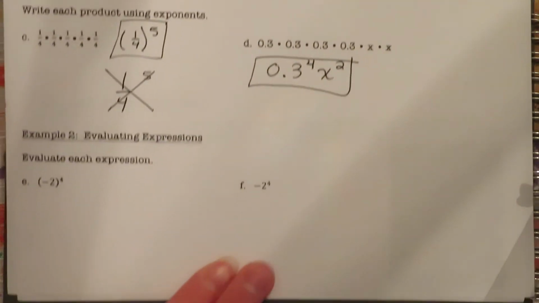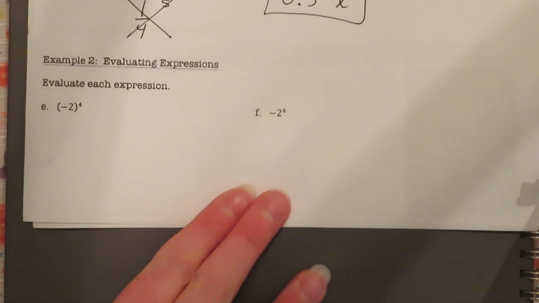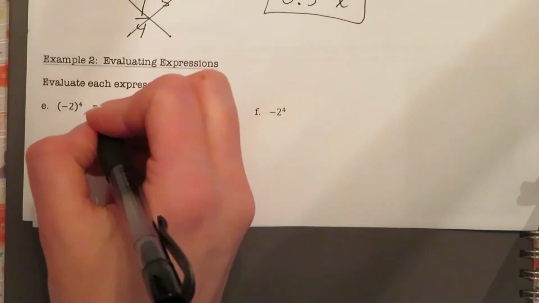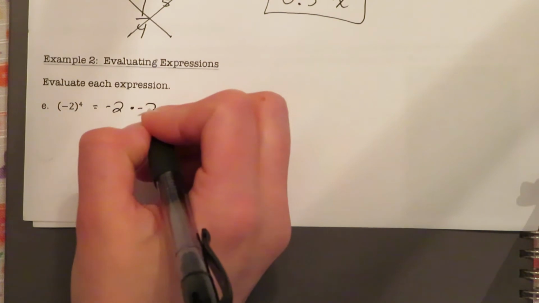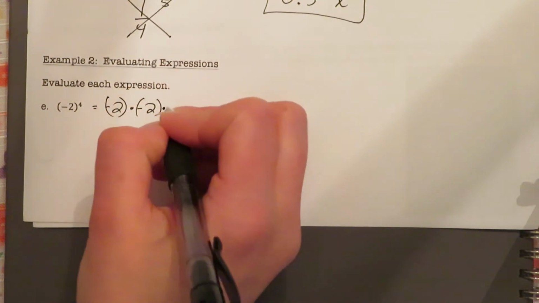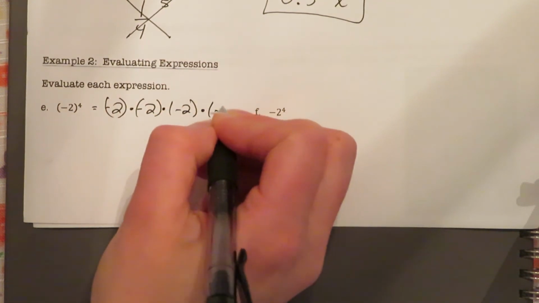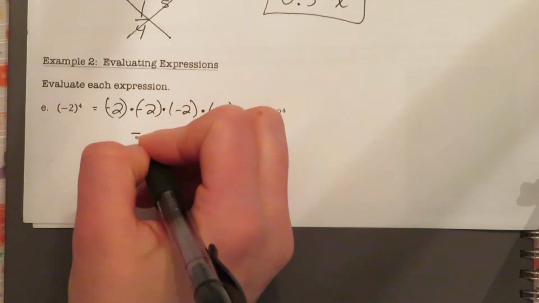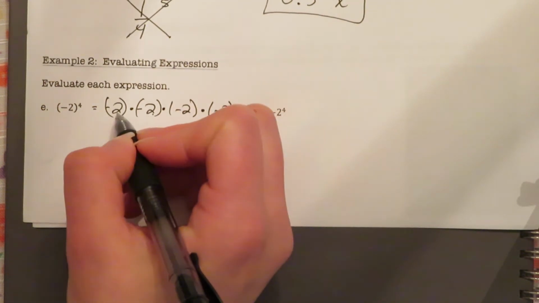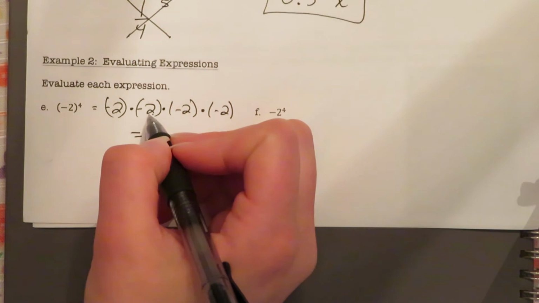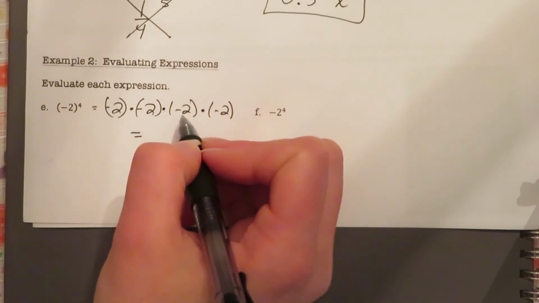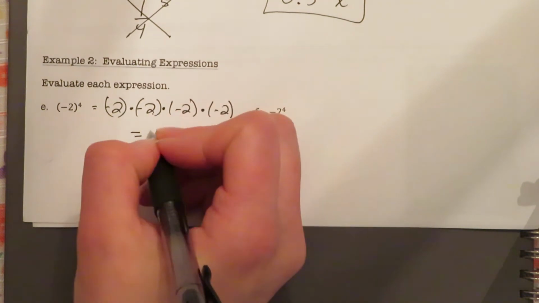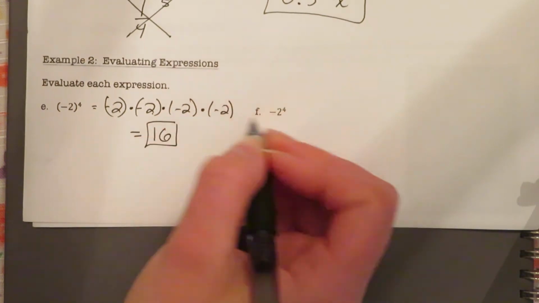Example 2, evaluating expressions. -2 to the 4th power. That's the quantity -2 times the quantity -2 times the quantity -2 times the quantity -2. -2 times -2 is positive 4, times -2 is -8, times -2 is a positive 16.